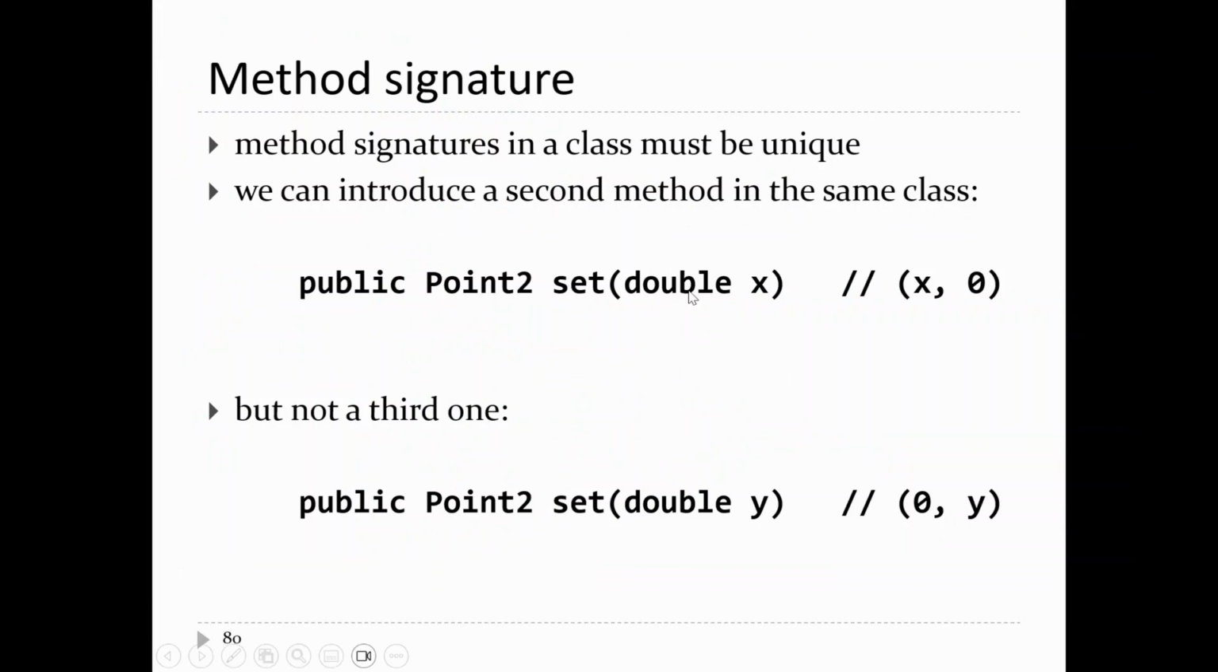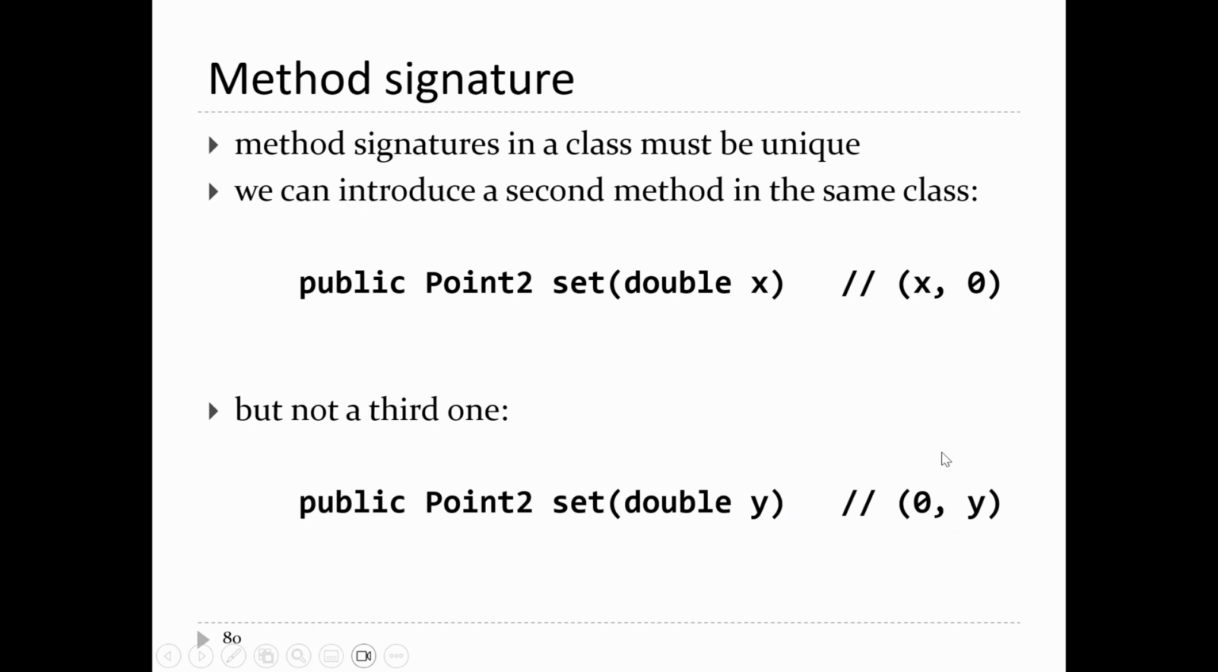Okay, so I can add that second version of set, but I can't add the third version of set, right? The third version of set has the same signature as that version of set. So these two methods have the same signature. The parameter names don't matter, right?